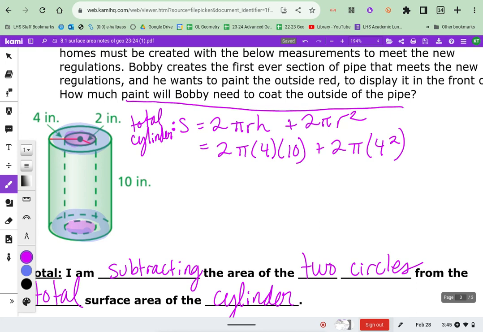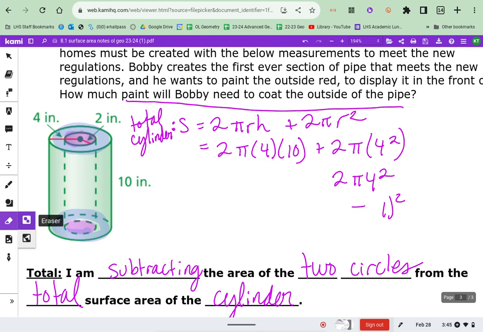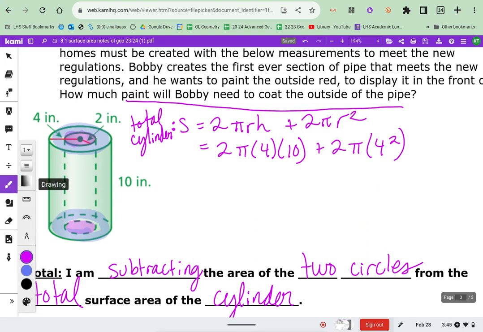Question. Why is the square inside the parentheses in one equation, but in another the 2 is outside? Good question. If I had done 2 pi 4 squared or 2 pi 4 squared, it's all the same thing. So if I put it in the calculator, it won't be different. I guess I just like how it looks that way. It does look better that way.